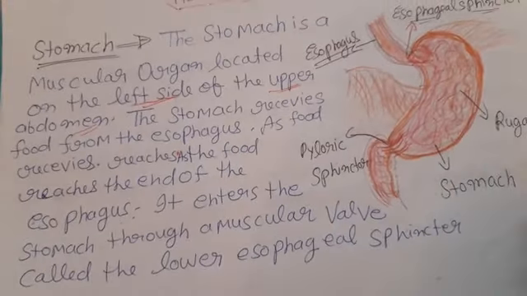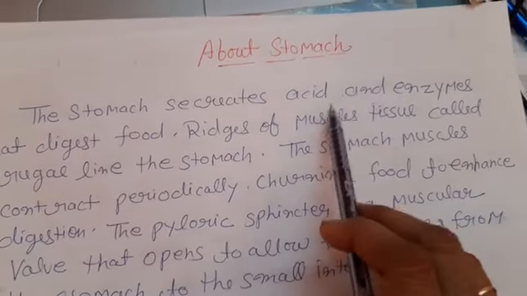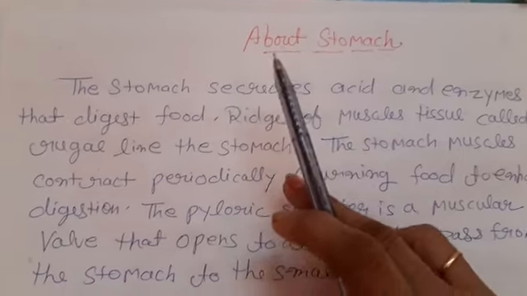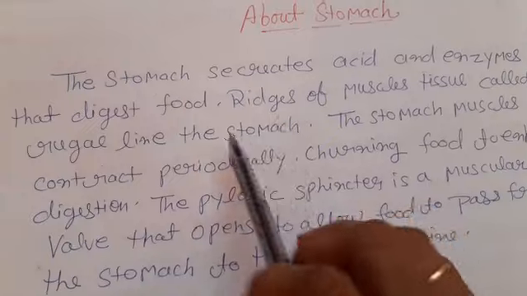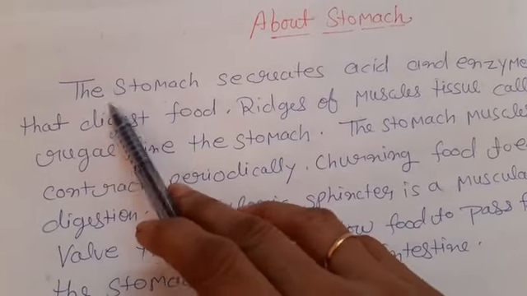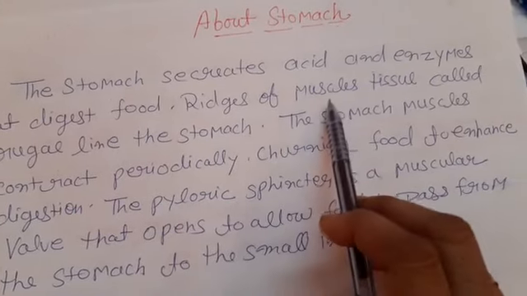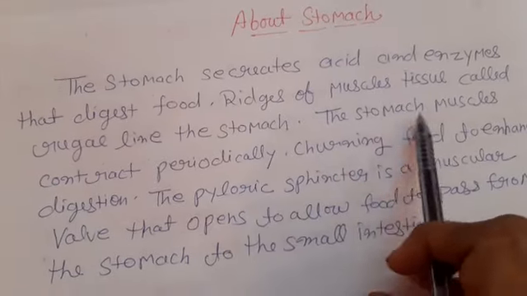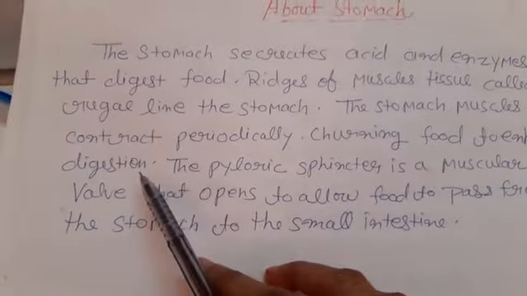Come to the next point. The stomach secretes acid and enzymes that digest food. So we can see the function of the stomach here. The stomach's walls are lined with muscle tissue. The stomach muscles contract periodically, churning food to enhance digestion.